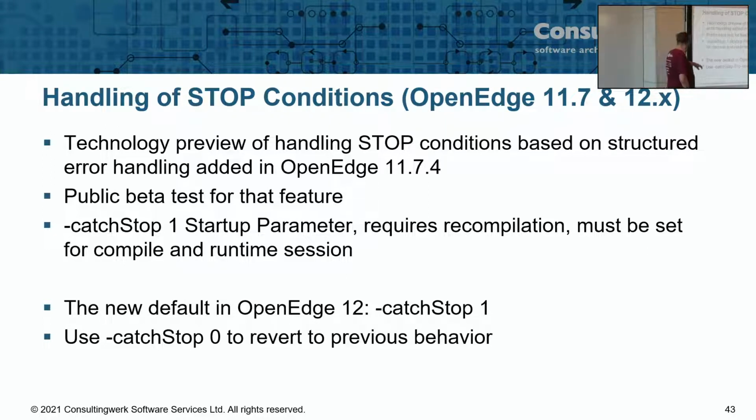So if for whatever reason you need to get back to the old error handling for stop conditions, and I really wouldn't know a reason, you could revert to that using the -catchStop 0. And tell me why you do that, because I'm really interested.